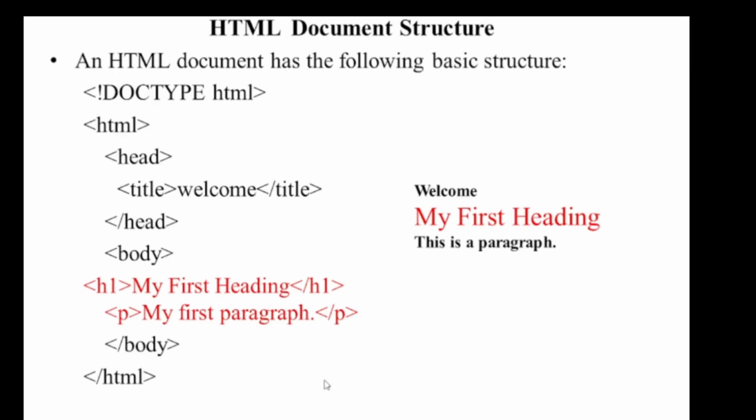And the other one, HTML document structure. What does the document structure look like? This is the basic one. Look here. The first is the document type HTML, and the second is HTML, then head. In head, you have to include title. Then after head is over, you start the body content of the page. In the body, you can use a heading, My first heading, and a paragraph, My first paragraph. Then close the body, then close the HTML.